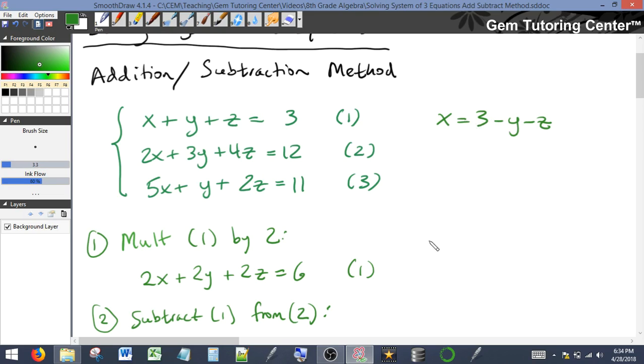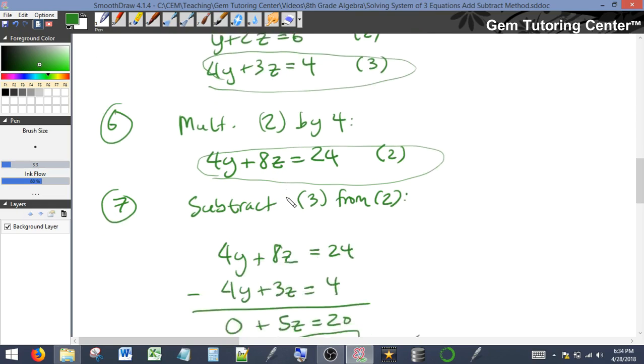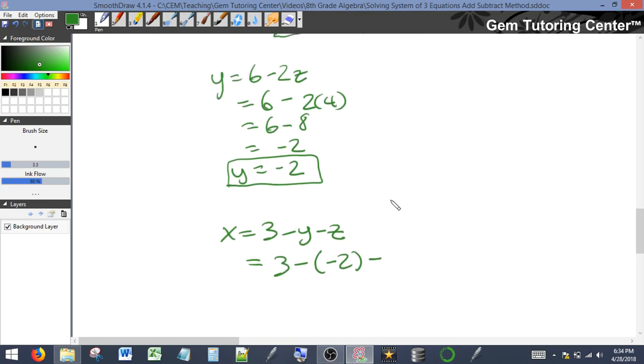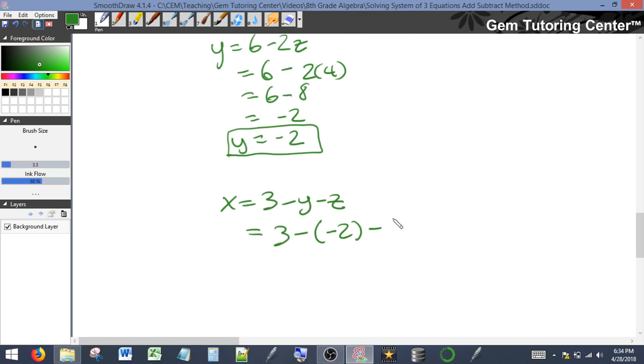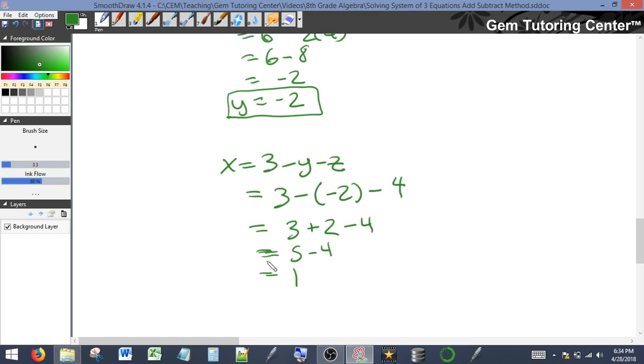So let's do that. x equals 3 minus y minus z. So x equals 3 minus negative 2 minus, what was the value of z? It was 4. So 4. Then we get 3, negative negative makes positive, minus 4. So this is 5 minus 4, and this is equal to 1. So x equals 1.